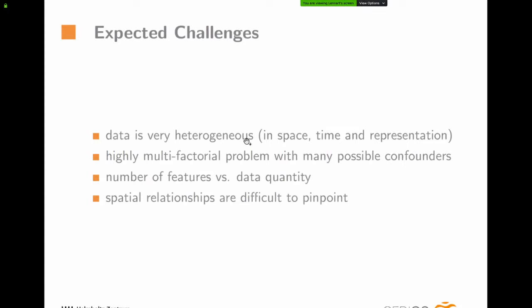The data is very heterogeneous in space and in time. For instance, DWD observations are sometimes every couple of minutes you have data, and these health examinations of the cohort, they happen every 5 years. So there are huge gaps in terms of how the data is distributed in space and time. And then it's of course a question of representation in the sense of data formats, data structures, and so on. So this is one of the challenges that we are facing.